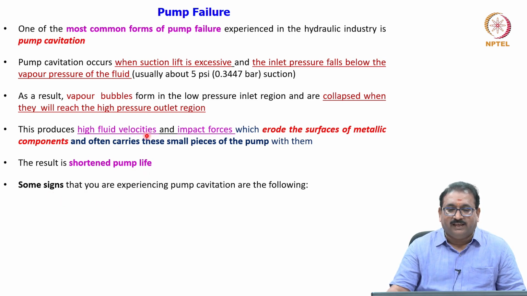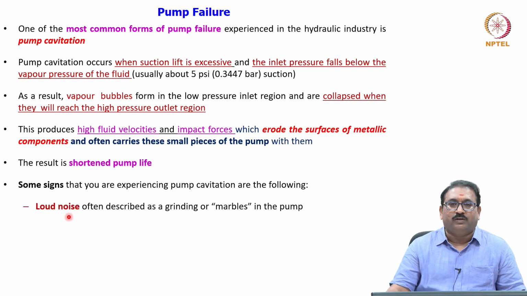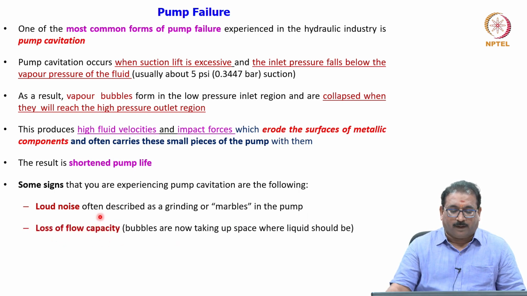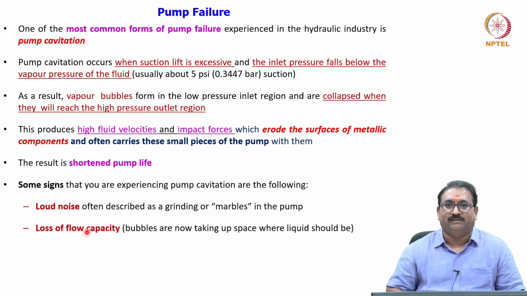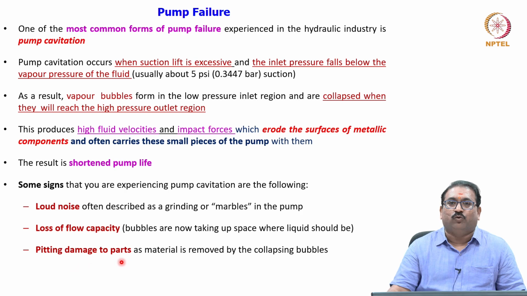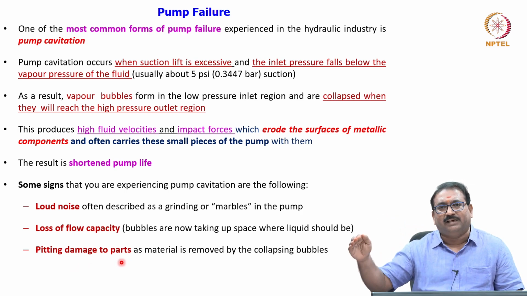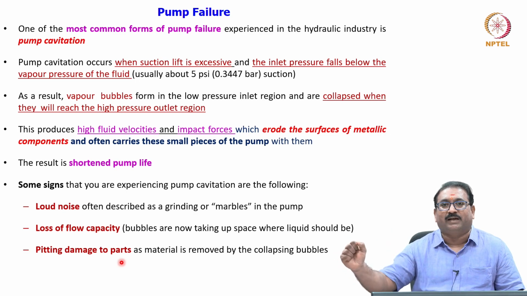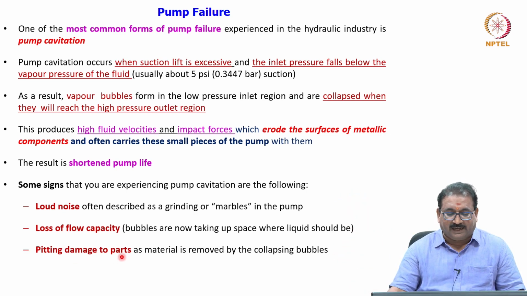Some signs you see in cavitation: loud noise, often described as grinding or a marble in the pump. Loss of flow capacity, meaning bubbles are now taking up space where the liquid should be. That's why the flow capacity is very low. The vapor bubbles form mainly on the suction side; otherwise, it would suck the full fluid. Pitting damage to the parts: at the exit, they make an impact and wear out the part, so there is pitting damage of the part.